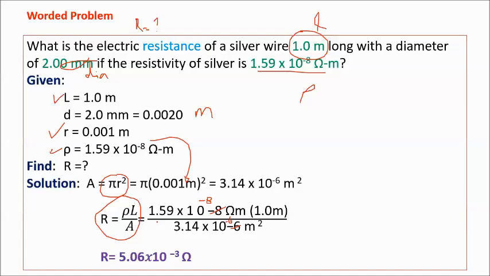So sa inyong calculator, pindutin niyo yung 1.59 exponent negative 8 multiplied by 1 divided by 3.14 exponent negative 6. The answer is 5.06 to the power of 3. Okay, so I hope nakuha ninyo ang answer, right answer.